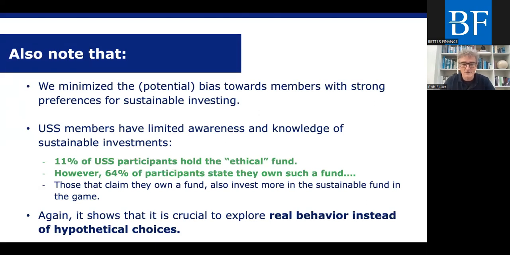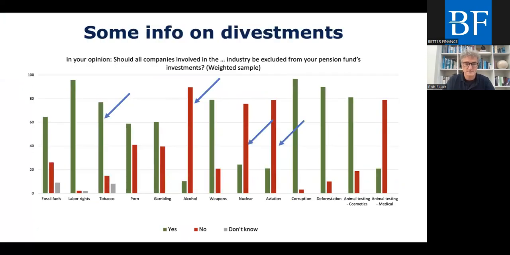So why is that? There could be several explanations that we don't have time for, but it shows that it is very crucial to explore real behavior. If we would be able to do a field experiment in which we show people not a game, but a real choice to invest in either the ethical or the other fund, we can really see what people decide in the field. Then we can draw stronger conclusions than in this case. So there's absolutely more work ahead for us to find organizations who want to cooperate with us in the field when people make real decisions.